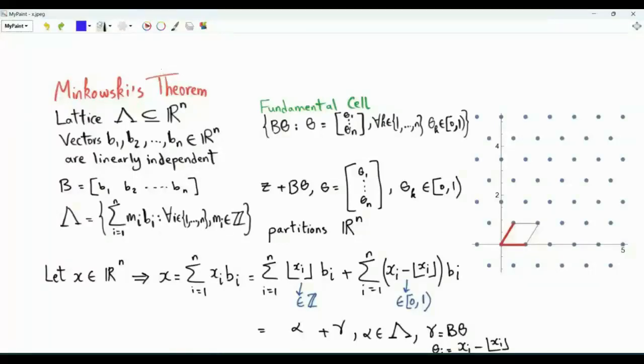Bismillah ar-Rahman ar-Rahim. This video is about Minkowski convex body theorem. We have a lattice in the n-dimensional Euclidean space. We have vectors b1 all the way to bn. Those are linearly independent vectors.